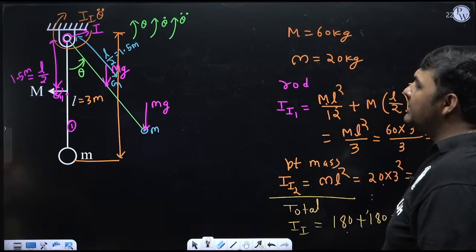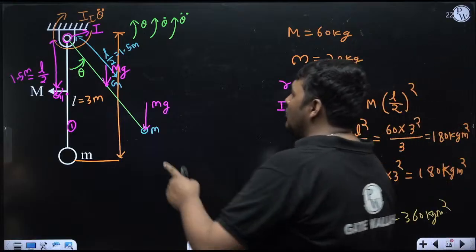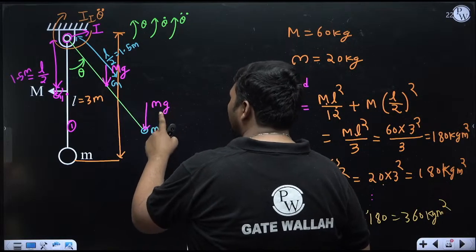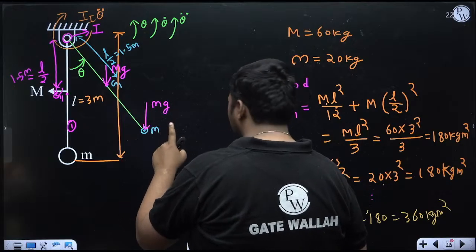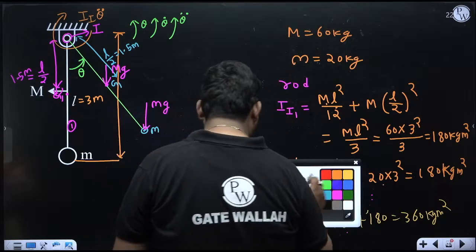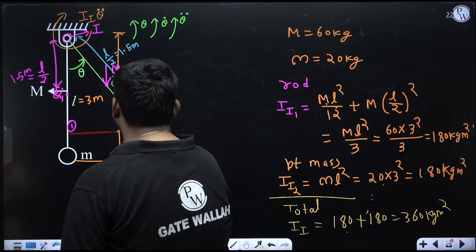I about I is I theta double dot. Now, moment due to this weight about the I center. So this is small mg. It is a force, and moment due to force will be force into perpendicular distance. So find its perpendicular distance from the I center. It is vertical, so you'll find its horizontal distance from the I center, meaning this distance.